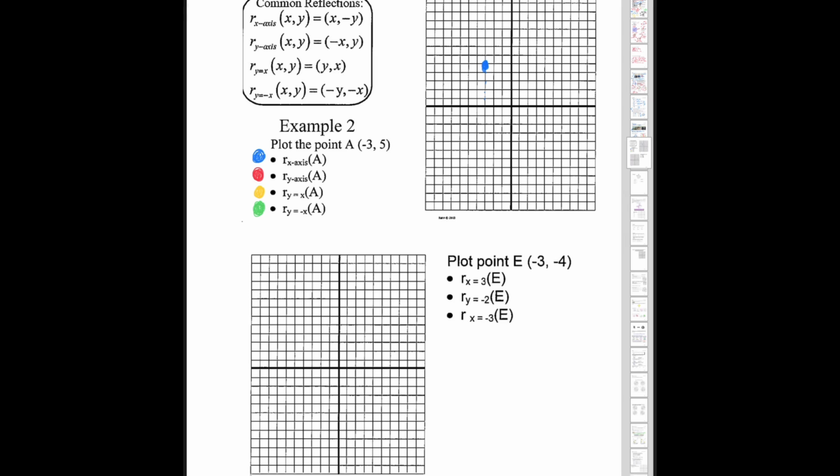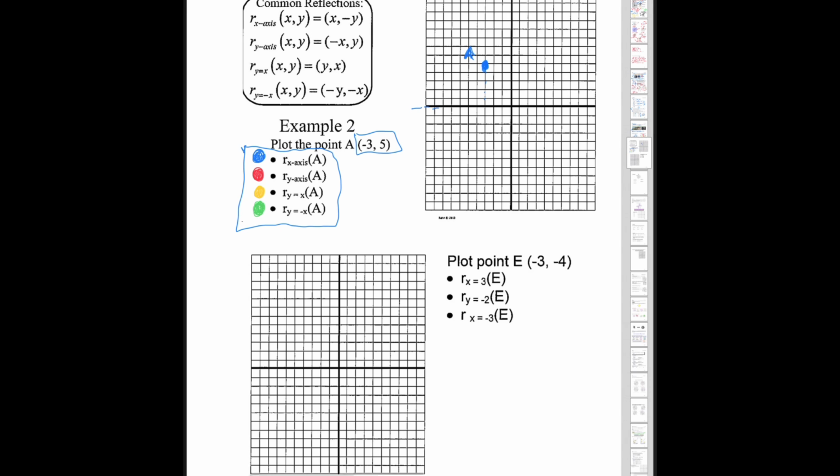So let's go ahead and look at the first example. Now, here we are reflecting a point over certain lines of reflection. As you see down here, this is how we denote a reflection. So it's a lowercase r followed by the line of reflection and then the point that we're actually reflecting. So we're working with the point -3, 5. So here is point A.